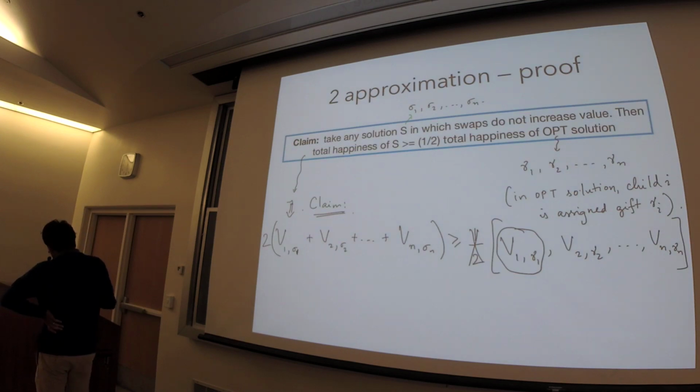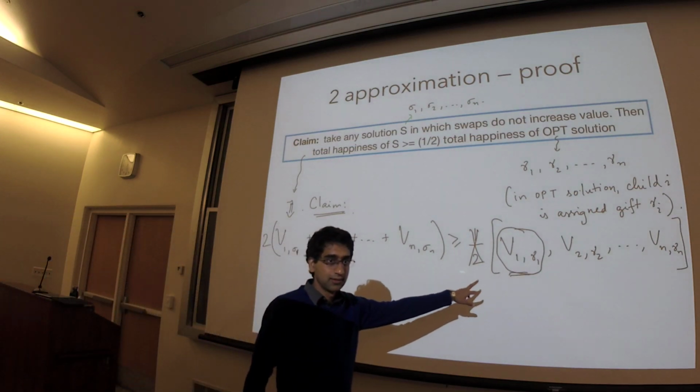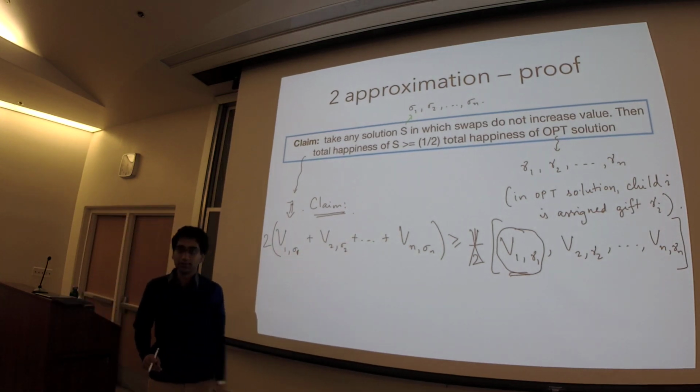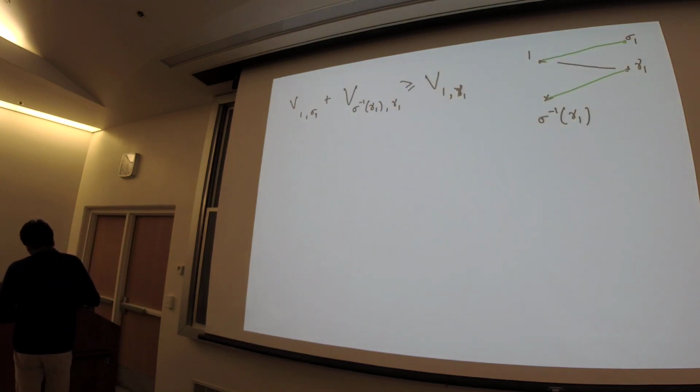So this is nice, right? I've taken the first term on the right, and I've bounded it by two terms which look like terms on the left. Similarly, I can write V2 of gamma 2 is less than or equal to V2 sigma 2 plus V of sigma inverse of gamma 2, and so on.